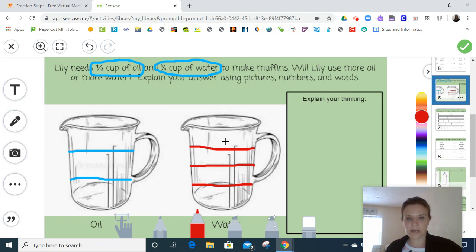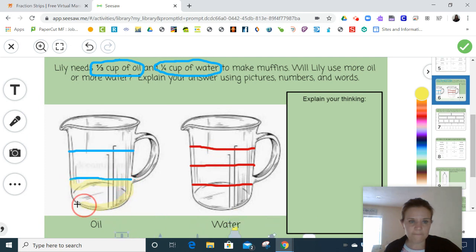Now I'm going to use maybe a highlighter, and I am going to fill them up, right? So I can't fill in my top one because when you fill up a measuring cup, it's going to start at the bottom. So if we're talking about 1/3 cup of oil, I'm going to do a really light yellow if I can, because oil is kind of a light yellow. I'm going to fill it up, 1/3 cup of oil. Okay, and then 1/4 cup of water. I'm going to use a light blue. I'm going to color in 1/4.